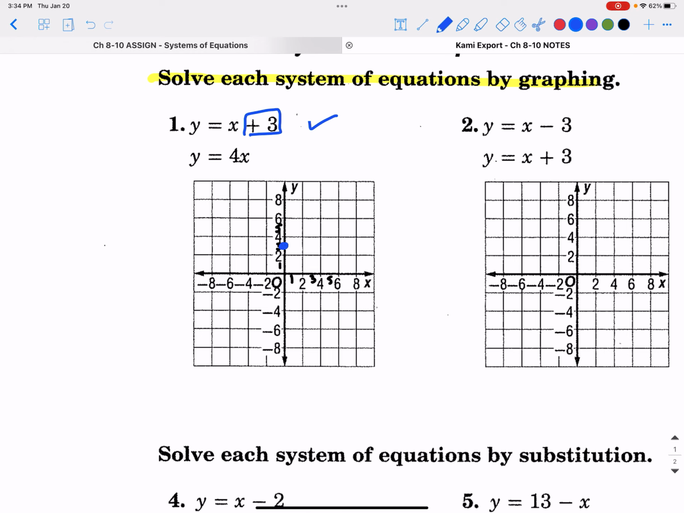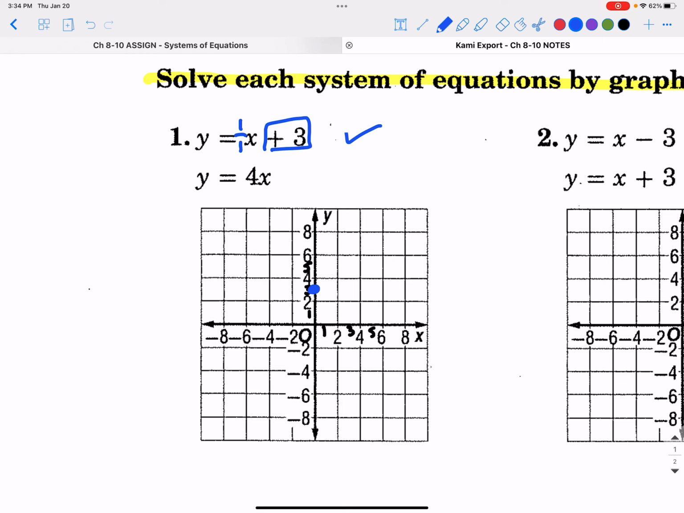Okay? Then we are going to use our slope, which is not written here, but it's right here in front of the x. There's always a 1, and we can put any whole number over 1. So 1 over 1 is our slope. So we have our b, which is 3. We have our m, which is 1, and our m tells us to move up 1 over 1.